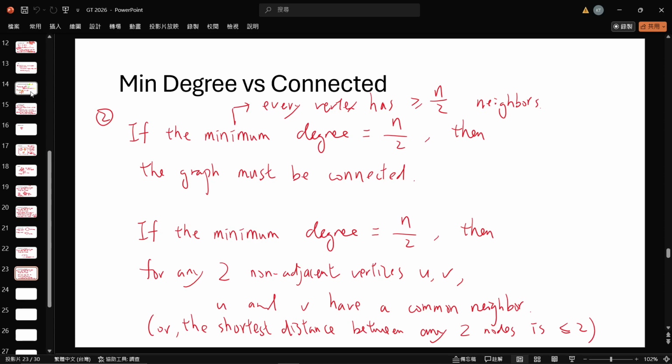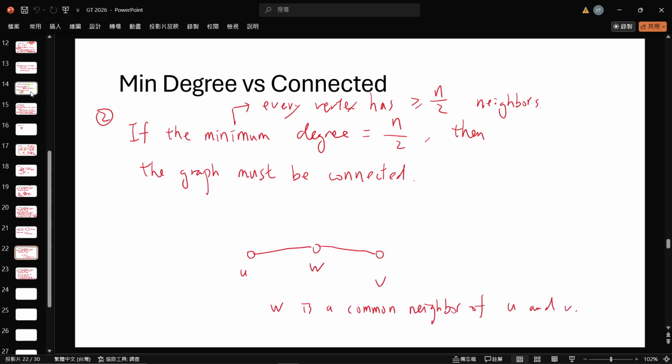So like these 2 vertices, U and V, okay? There's no edge between U and V, right? So they are not neighbors. But they do have common neighbors, like this W. So W is a neighbor of U. Also, W is a neighbor of V. So W is a common neighbor for U and V, okay?